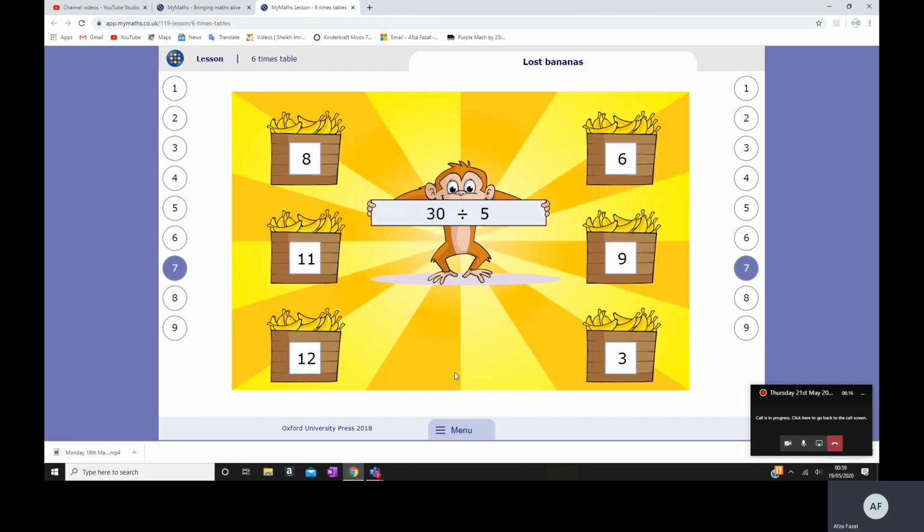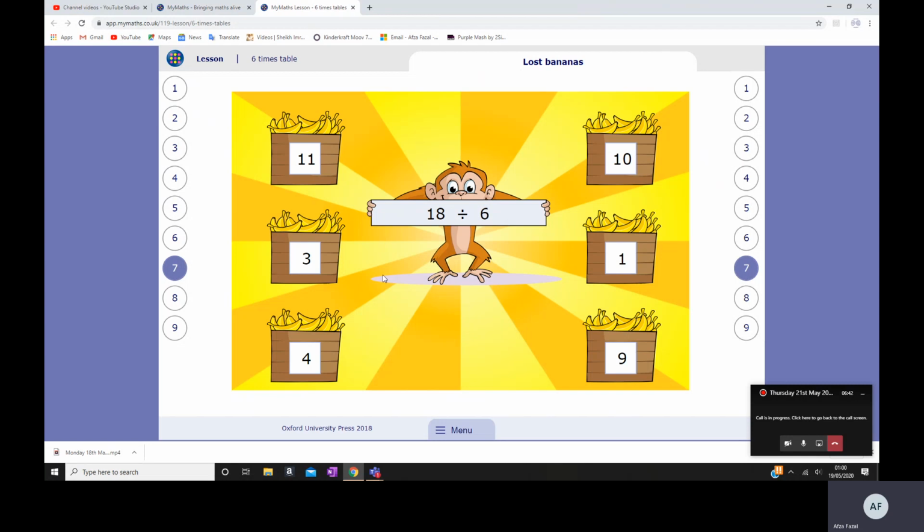30 divided by 5. 6, 12, 18, 24, 30. Bananas, that's 5. Where's my 5? Is it? No, it's not. It's 5 times 6, that will be the sentence. So if I count on 5s, it gets to 30. So 5, 10, 15, 20, 25, 30, 6.